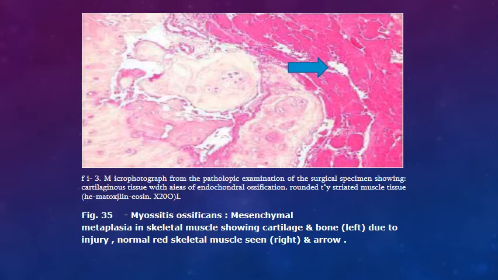Here, myositis ossificans, mesenchymal metaplasia in skeletal muscle, showing cartilage and bone formed due to the injury. On the right, this is skeletal muscle, and this is the cartilage and bone component that formed spicules of bone. This is the cartilage. This is mesenchymal metaplasia in the skeletal muscle due to injury or trauma to the muscle.